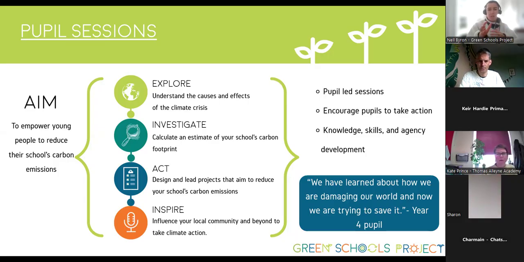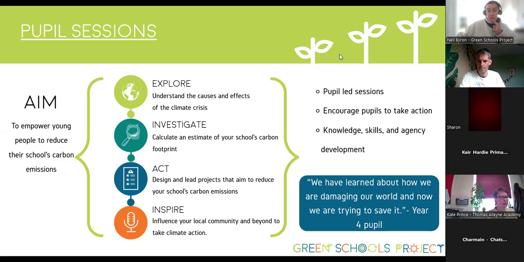Then the third stage of the program is the main stage. This is the Act stage. This is where pupils design and lead projects to reduce their school's carbon footprint. There's a wide range of different things that pupils come up with and the teachers support them to do. And then the final stage of the program in the summer term is the Inspire stage. This is about broadening the impact and trying to influence the local community to take climate action, having been inspired by what the students have been doing.